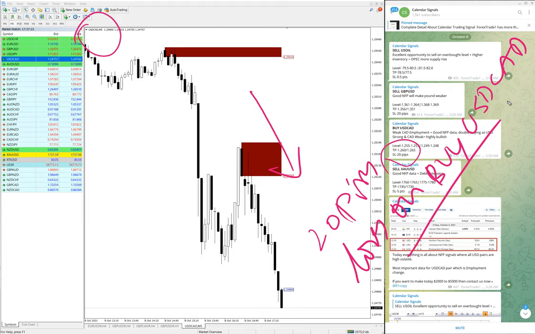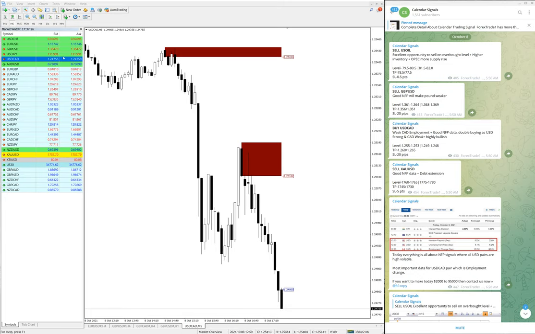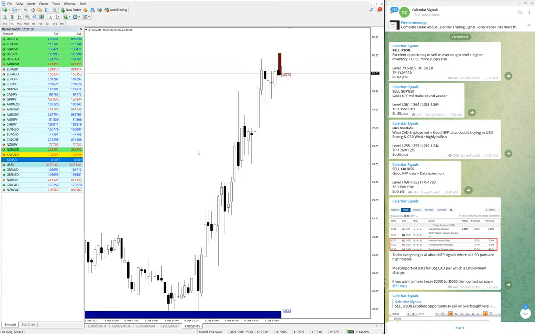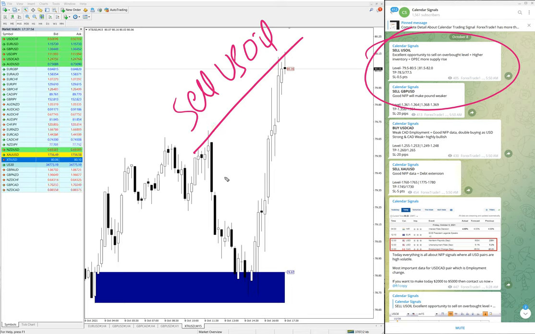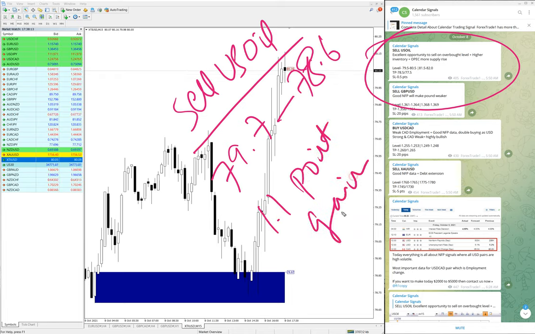Now we will move on to the next signal, which is USOIL, where we made considerable profit. Here is the USOIL sell. Let me change it to the 15 minute chart. Actually it fell from our level and made the profit, then after that it bounced back. So sell USOIL moved from 79.7 to 78.6, which is a 1.1 point gain, which is a good profit again on the sell USOIL signal.